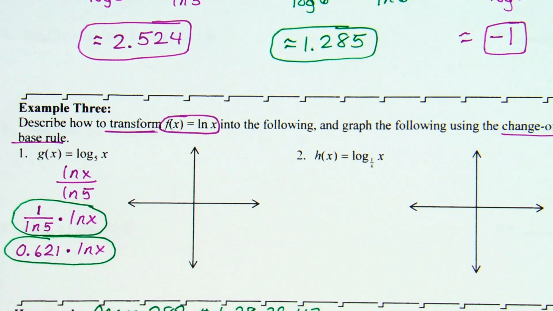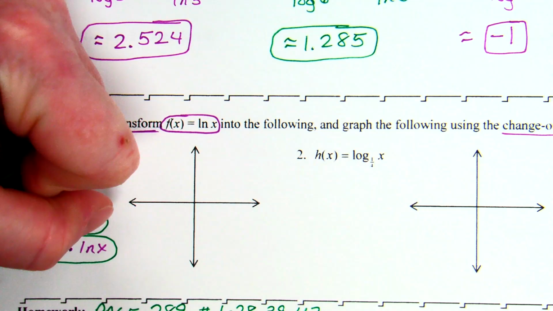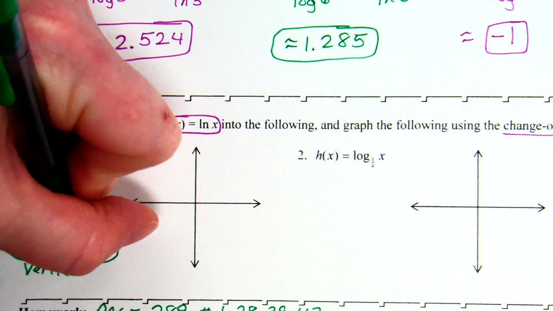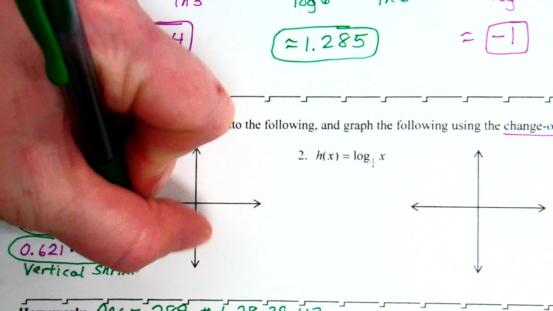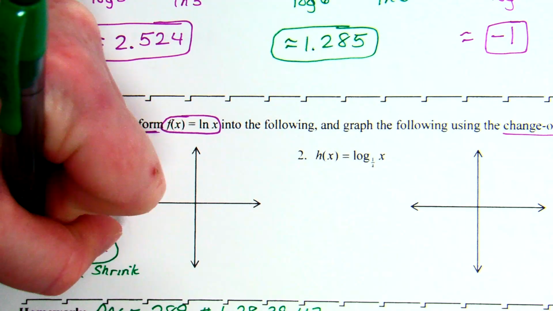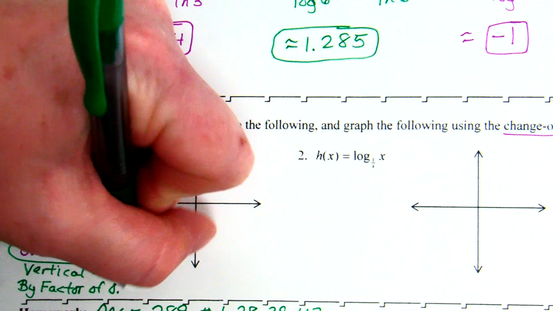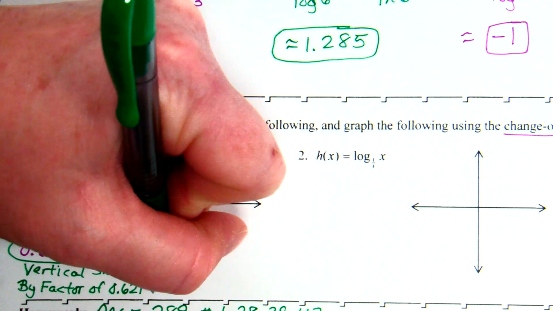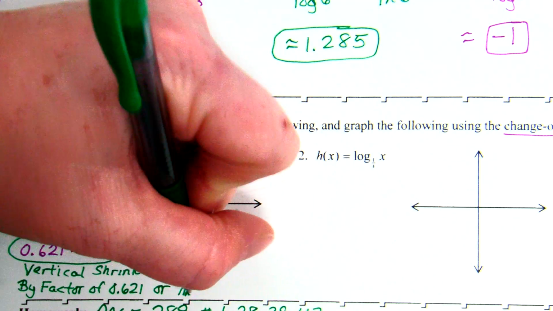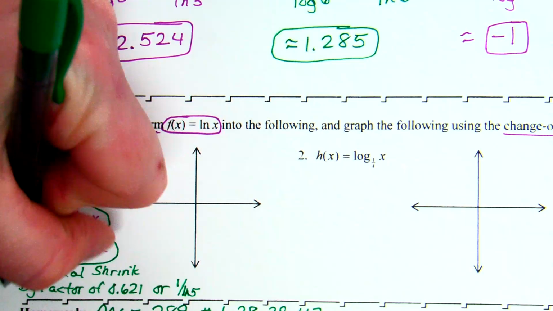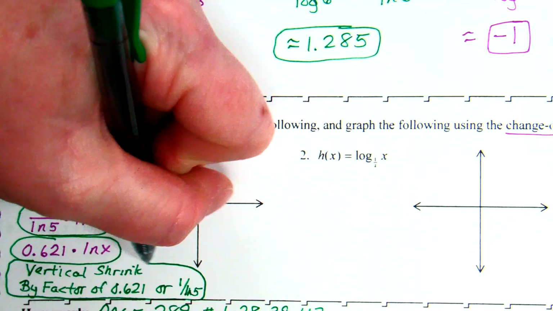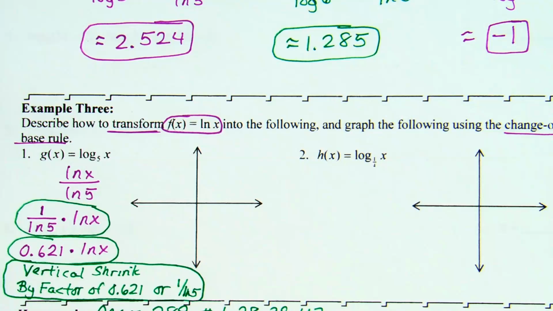So I'm going to describe, which means I'm going to put it in words. I'm going to write vertical shrink by factor of, and you could either say, I will accept 0.621 or 1 over natural log of 5. If I had to guess, the book will use the 1 over natural log of 5. I don't think they'll go the decimal route, but here's my thing. I think it's advantageous to at least check the decimal because that tells you specifically shrink or stretch.